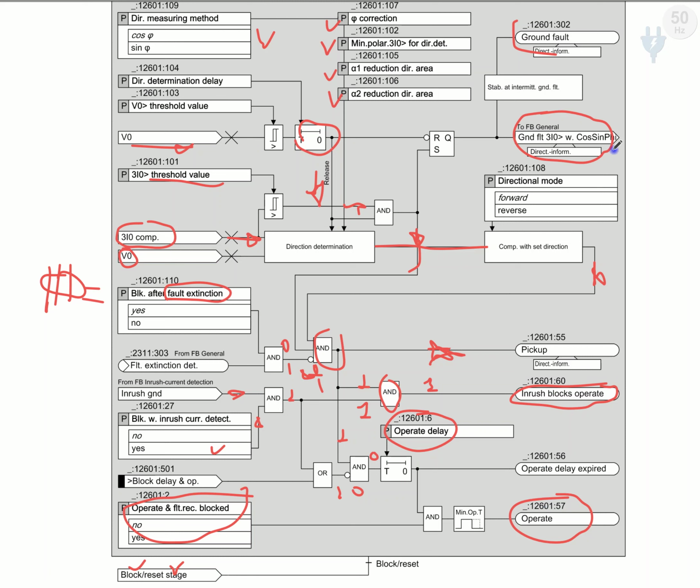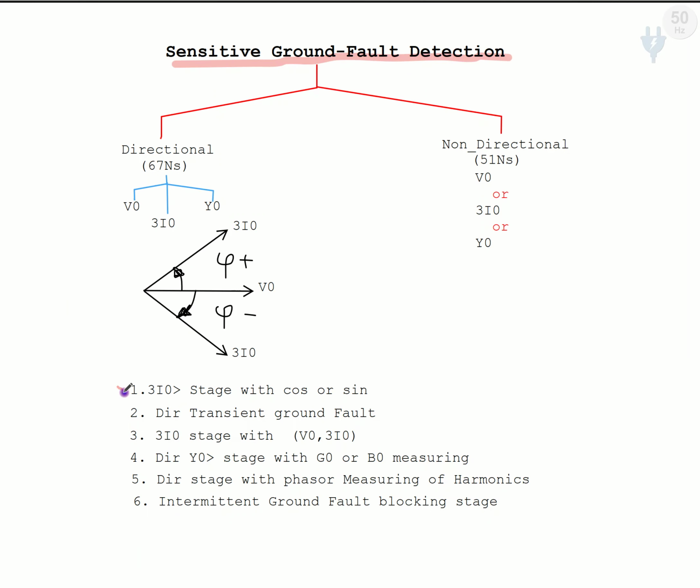That was about the sensitive ground fault detection by our first method, which we covered. We talked about the setting values and the knowledge behind the settings. In the next sessions, we will discuss the directional transient ground fault detection.